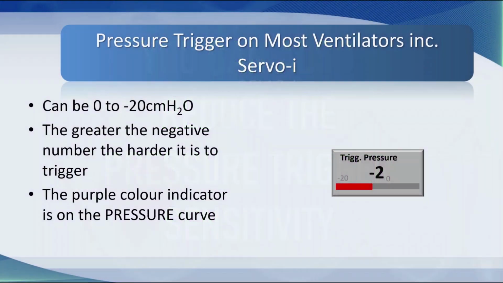But it's worth knowing that most ventilators have pressure triggers. For example, this is the trigger that you will see on the Servo-i ventilator, and it can be set from 0 to minus 20 centimeters of water. The greater the negative number, the harder it is to trigger. You'll see a purple color indicator on the pressure waveform on the Servo when they're on pressure triggering. And if it's flow triggering, you'll see that little purple indicator on the flow waveform.